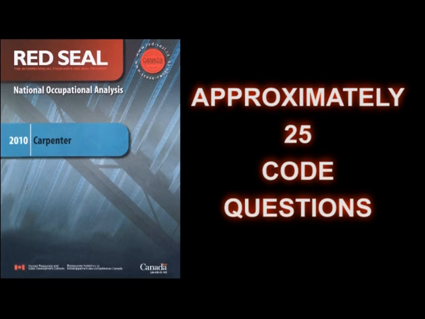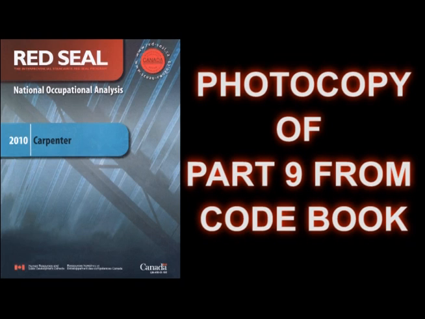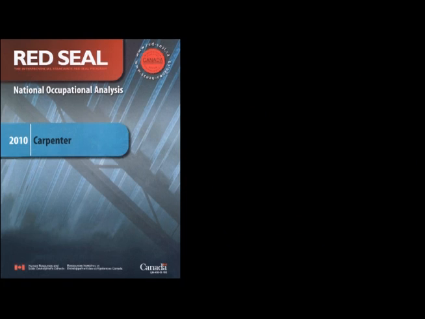Of the 100 questions, approximately 25 of them are going to be code questions. So you want to get very familiar with Part 9 of the building code. They're going to supply that for you in a photocopied version to do the test. So you're not going to have to bring your code book. And they're not going to give you a code book. They're going to give you a photocopied Section 9 of the code book. So you should get familiar, as I mentioned before, with Section 9. So you know where framing, the first section where framing is going to be, the section where concrete's going to be, the section where finish is going to be. Just so it saves some time fumbling around trying to find the section during the test.